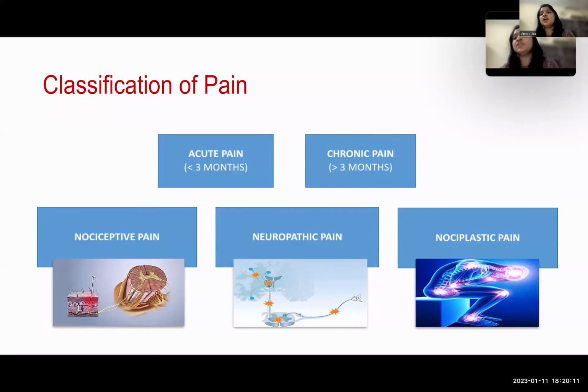Sometimes it can occur without any cause. Some post-surgical pains are neuropathic pains due to the nerve injury that has happened during the surgery. But some post-surgical pains, post-thoracotomy, post-mastectomy, sometimes they have pain without any obvious injury to the nociceptors or the neuropathic nervous system. But the classical example for nociplastic pain is fibromyalgia.